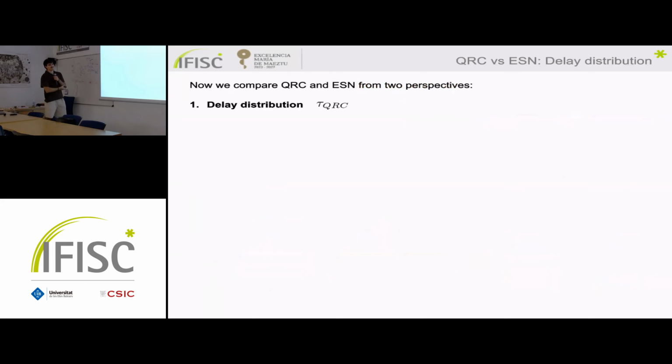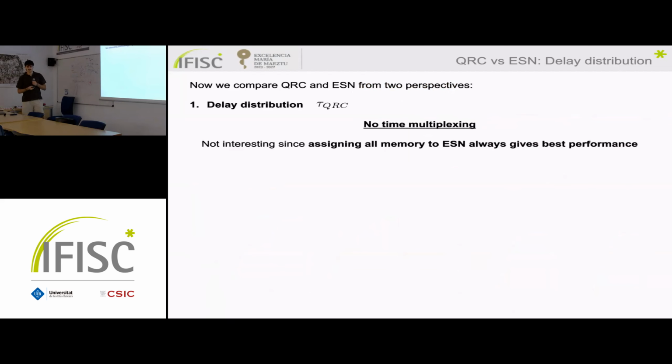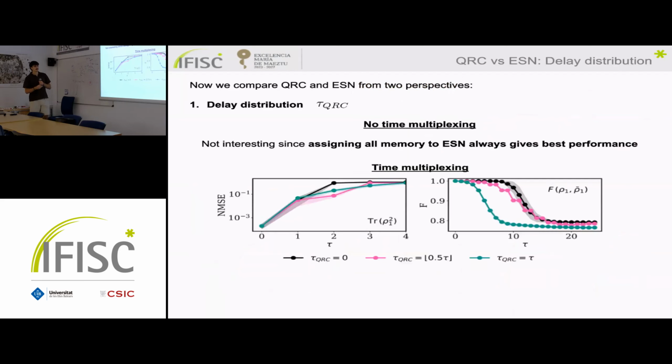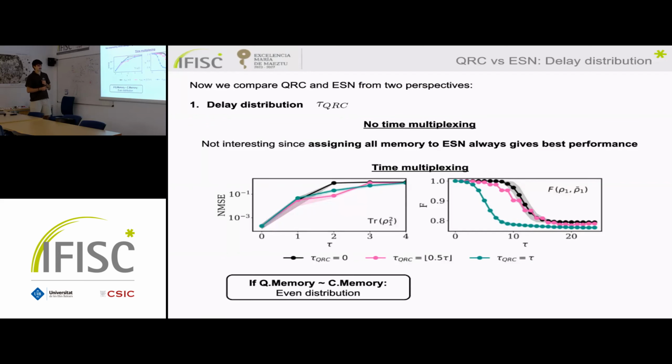So now we analyze the delay distribution to see how important the quantum reservoir computing and the classical part are in this hybrid architecture. We don't analyze the case with no memory because obviously giving all the memory to the classical part is the best case scenario. But if our system has memory, we can differentiate 2 cases. This one is the nonlinear task, the purity memory task, where you can see that in this case the quantum memory is similar to the classical memory. So the best case is an even distribution, represented by this pink line.